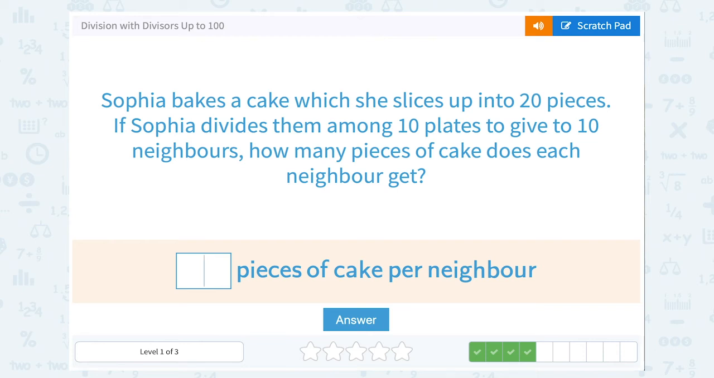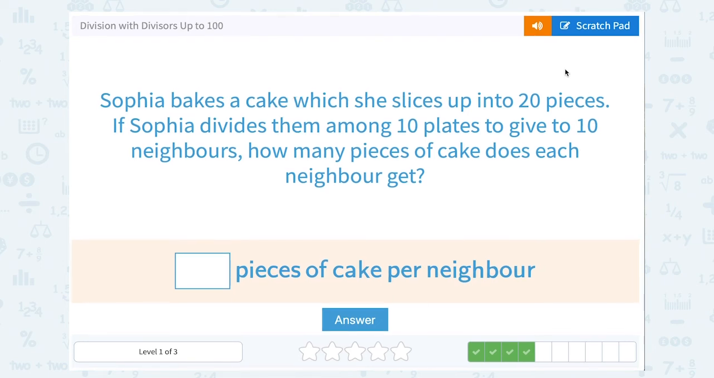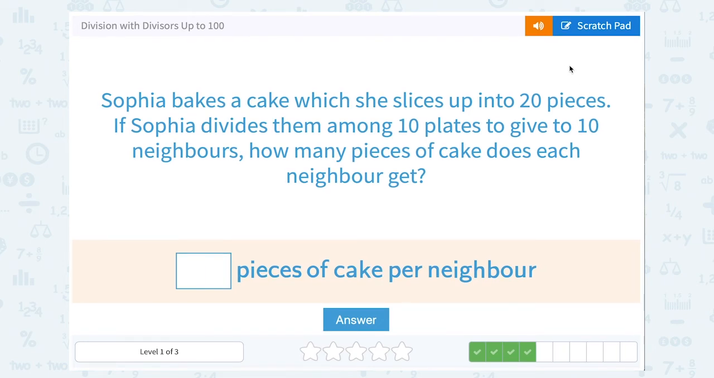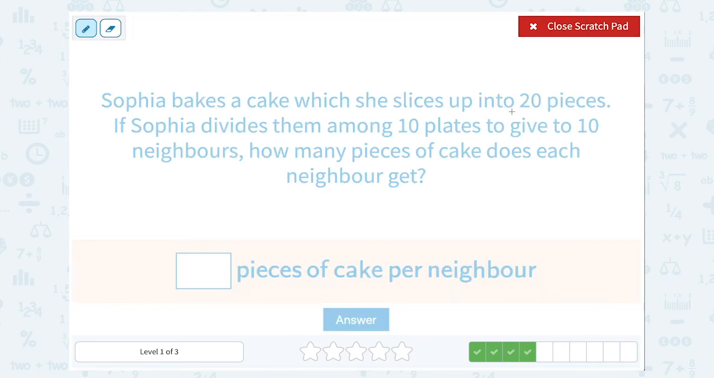Sophia bakes a cake, which she slices up into 20 pieces. If Sophia divides them among 10 plates to give to 10 neighbors, how many pieces of cake does each neighbor get? Okay, well, she has 20 pieces that she's dividing 10 ways for those 10 neighbors. So this would be 20 divided by 10.